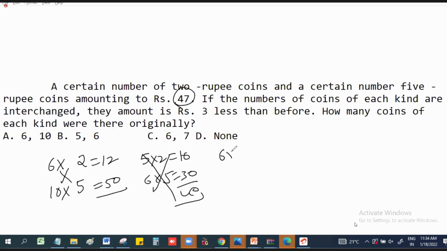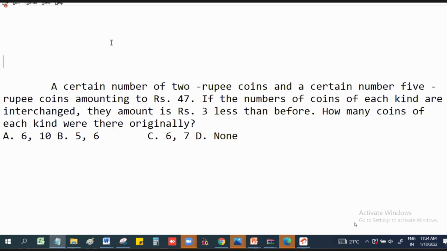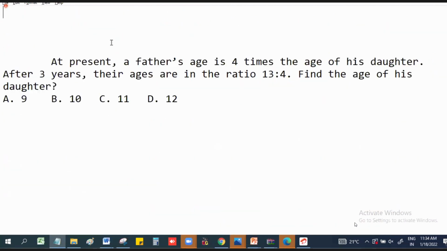No. 6 2s are 12 and 7 5s are 35. Is the sum giving you 47? Yes. There is one more case also. 6 5s are 30 and 7 2s are 14. Is this giving me 44? What is the difference here? 3. Is it 3 rupees less than that particular one before? Yes. Which option is right? Option C is right. So you have to answer this question by using the option verification method.